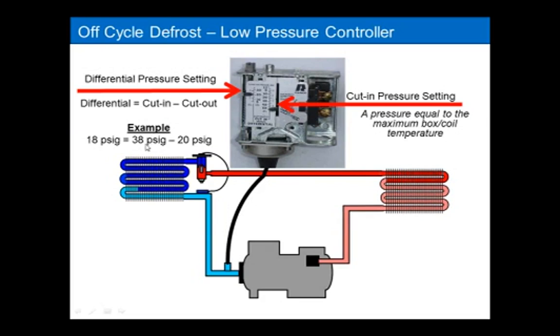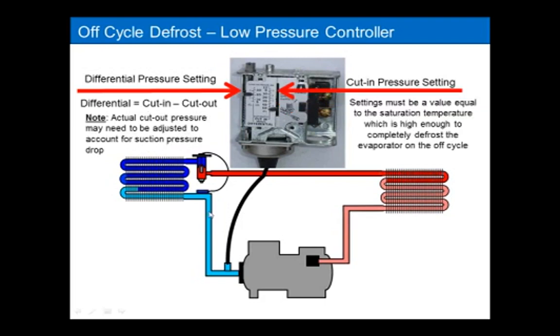So for example, if I'm working on a system where I want my cut-in value to be 38 pounds, that's going to give me my right coil temperature to cycle the unit back on. And I want it to cycle off at 20 pounds. Well, the difference between those two is 18, and 18 is going to be my differential setting. So I will set my control with a differential value of 18 pounds.